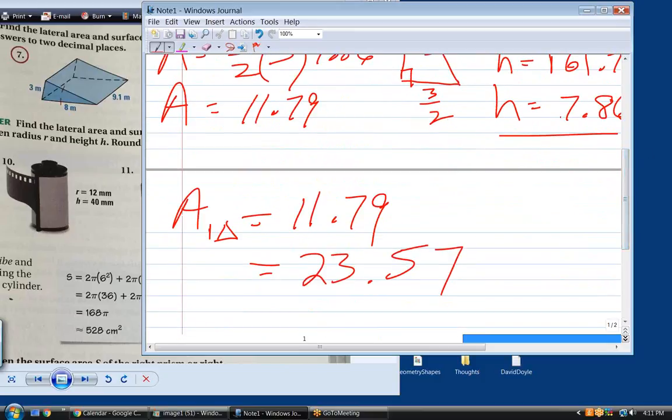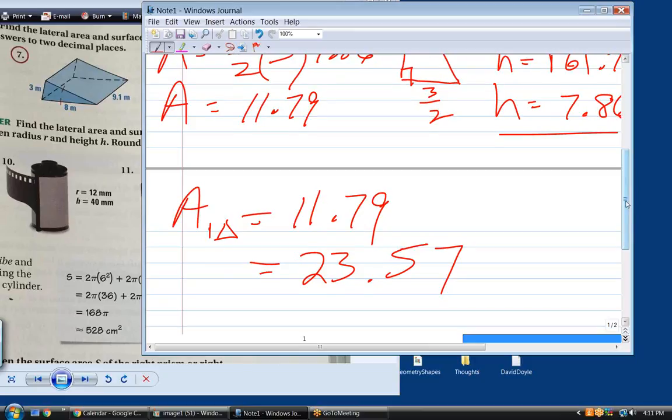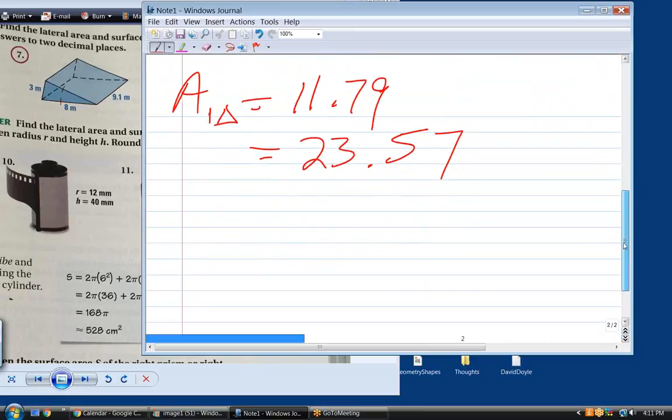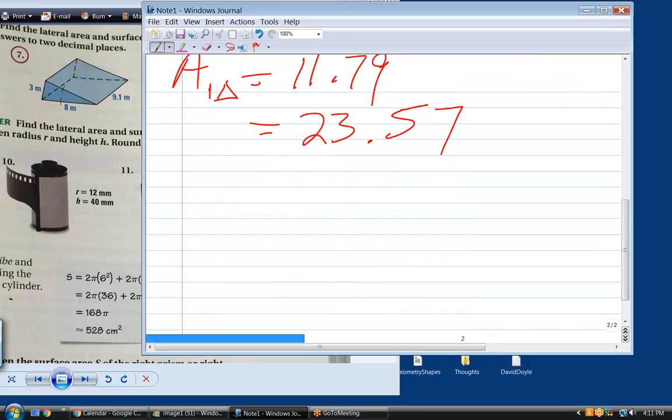So if you're doing this on your calculator, don't round off early. This is a good lesson, because when you round off early and then multiply it by other numbers, it changes the round-off. I don't want to go back and waste more time doing this, but this is the area of the two triangles. What else do we have?